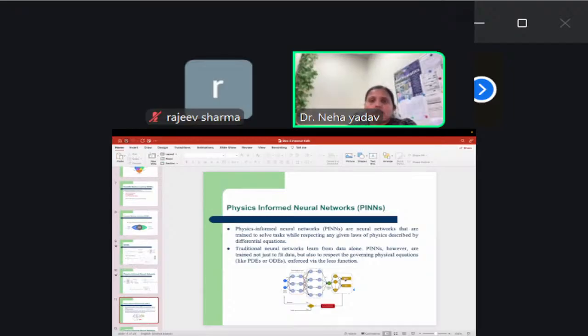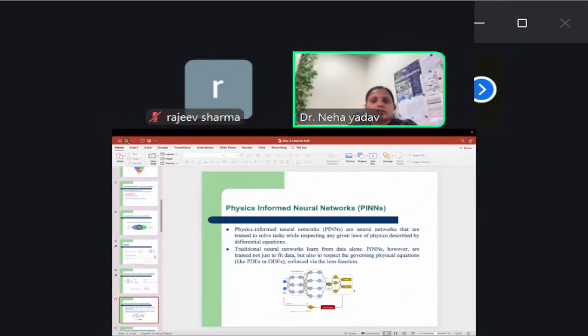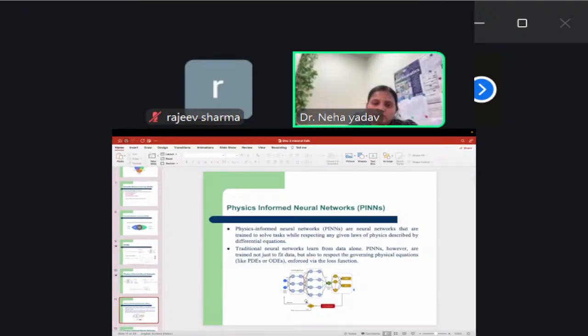This figure presents the architecture of the physics informed neural network, where you can see that x1 and x2 are the inputs, and they go to the layers.